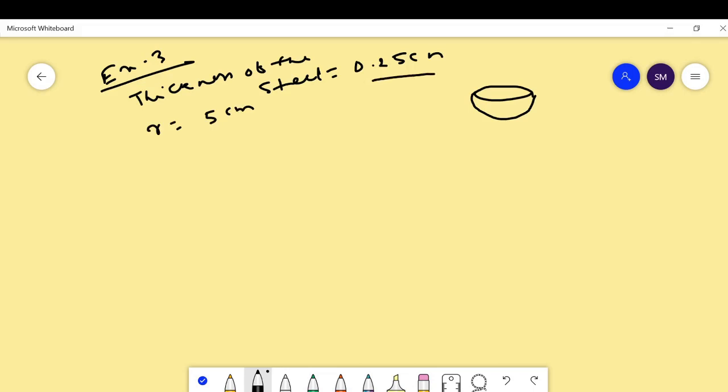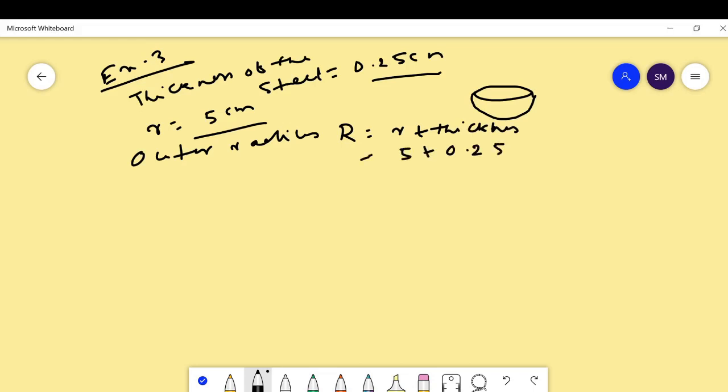Here the thickness is 0.25 centimeter. Inner radius is 5 centimeter. This means the outer radius R is equal to inner radius plus thickness of the steel, which is equal to 5 plus 0.25, which is equal to 5.25 centimeter.